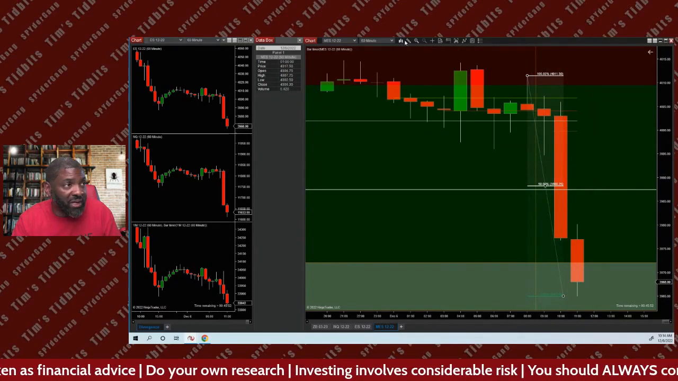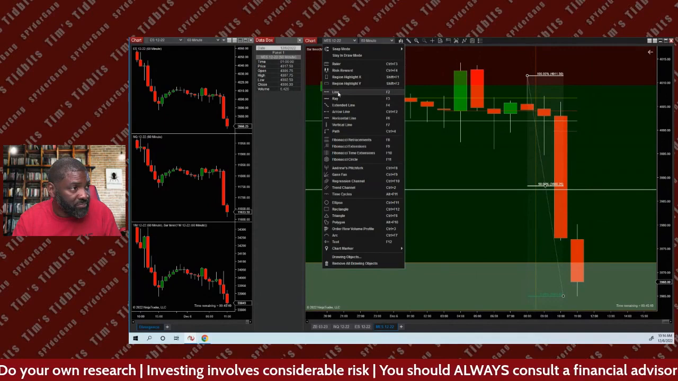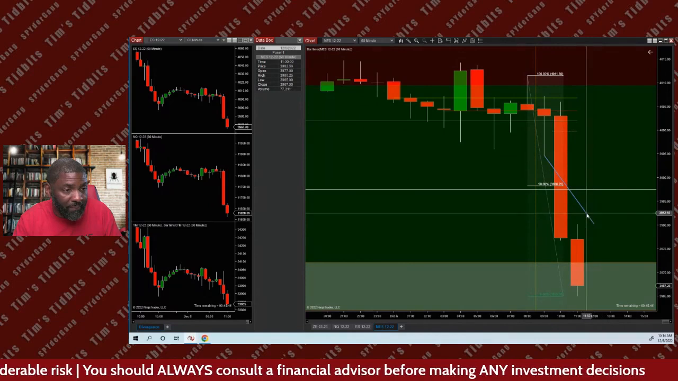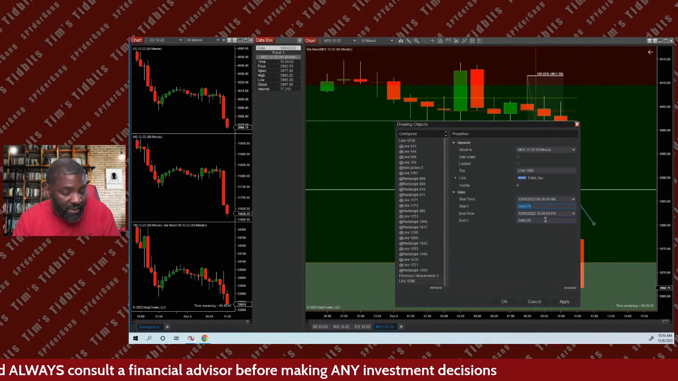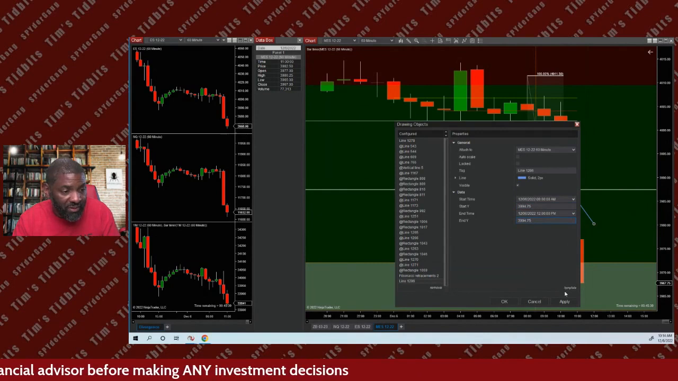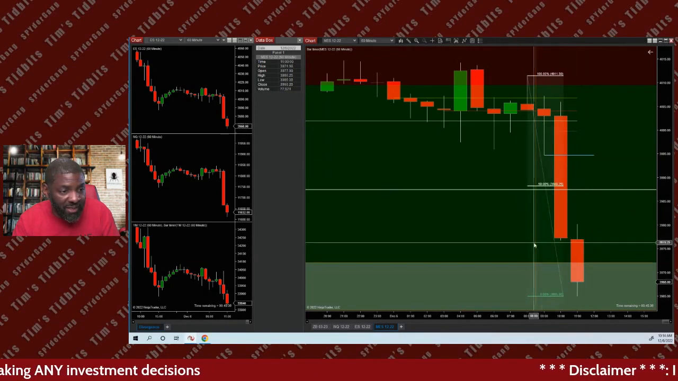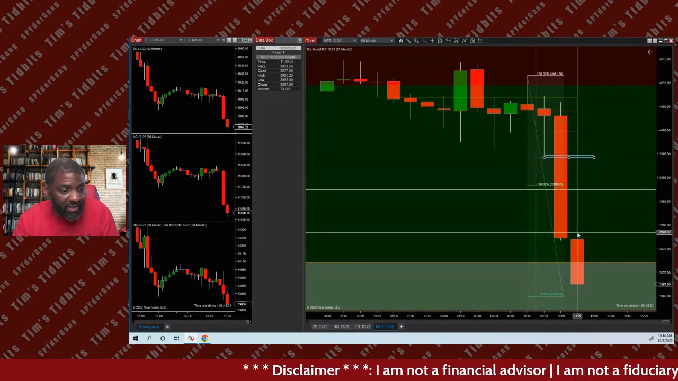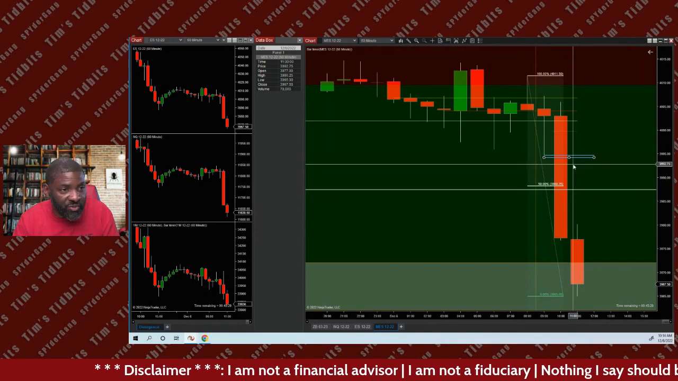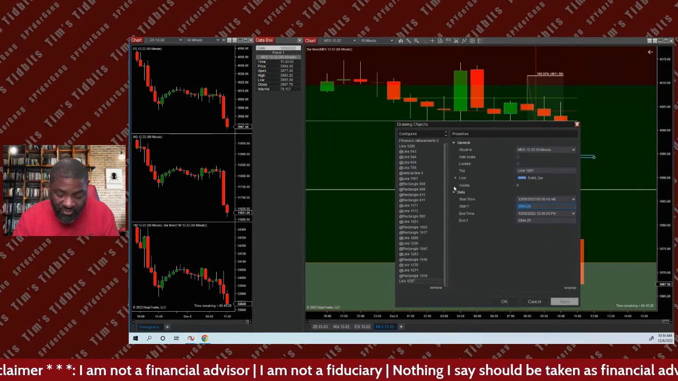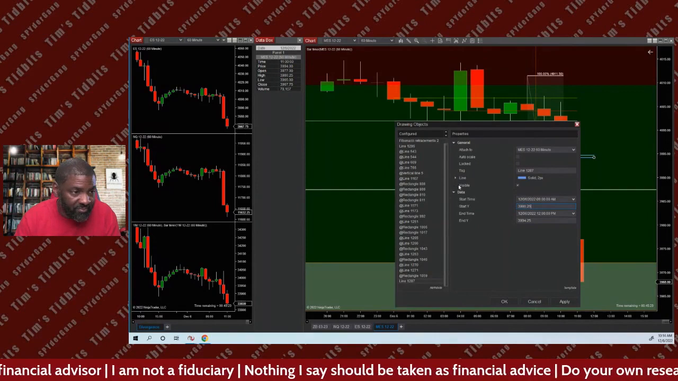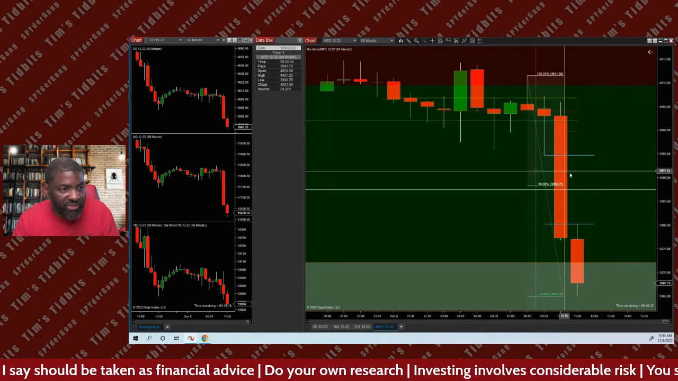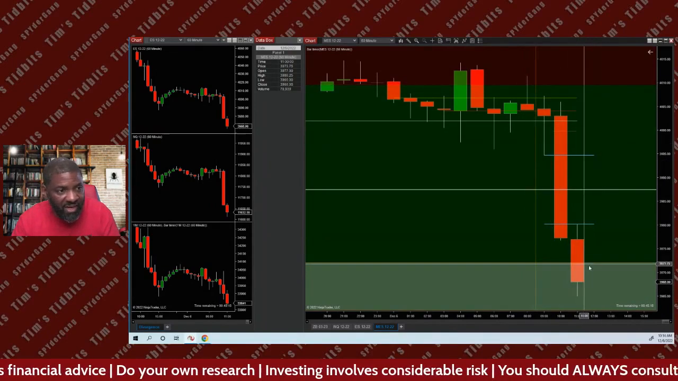So now let's put a line right there. We're going to put a line right there. So boom, that's the top of the box. We're just going to pretend like this gap already closed. Okay, we're just going to pretend like that hourly fair value gap already closed.